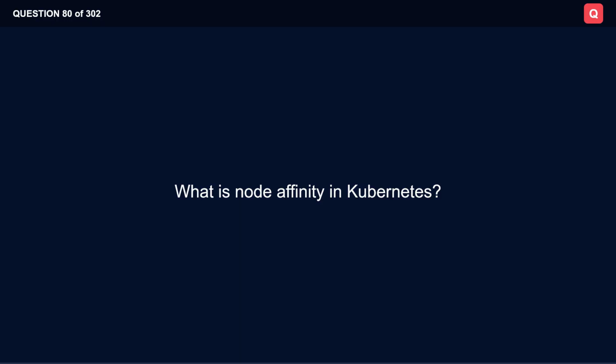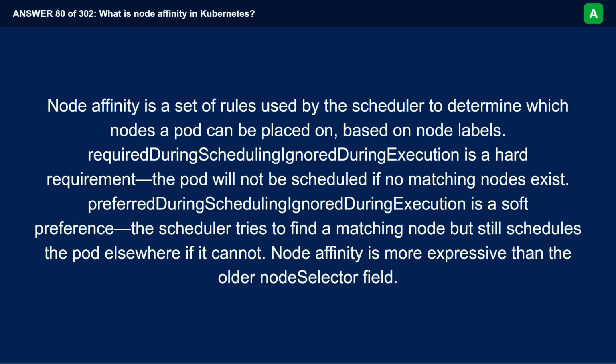What is node affinity in Kubernetes? Node affinity is a set of rules used by the scheduler to determine which nodes a pod can be placed on, based on node labels. RequiredDuringSchedulingIgnoredDuringExecution is a hard requirement. The pod will not be scheduled if no matching nodes exist. PreferredDuringSchedulingIgnoredDuringExecution is a soft preference. The scheduler tries to find a matching node, but still schedules the pod elsewhere if it cannot. Node affinity is more expressive than the older node selector field.